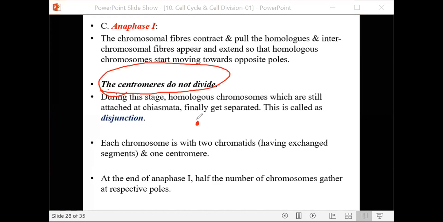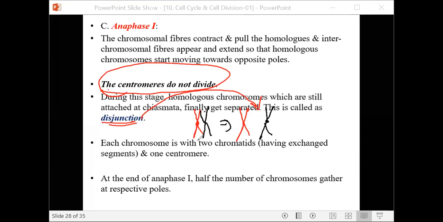You have this chromosome like this, another chromosome, which are attached at the end. What happened now? They went far apart. They have been separated. Okay, that is what is happening. That is what disjunction is.